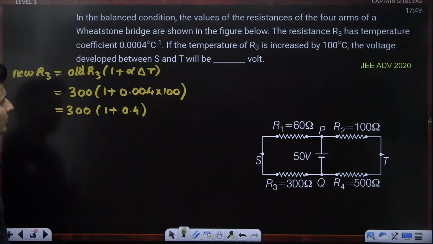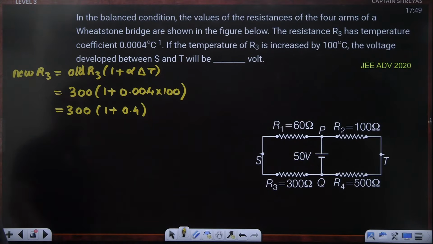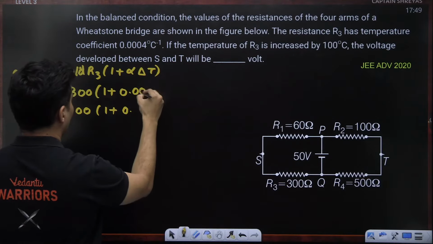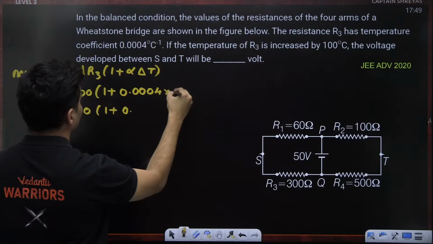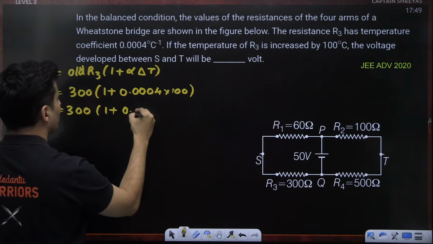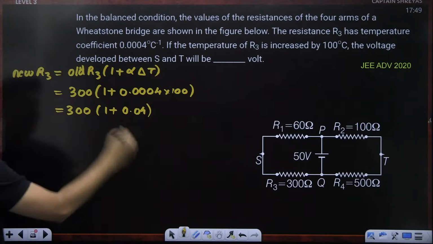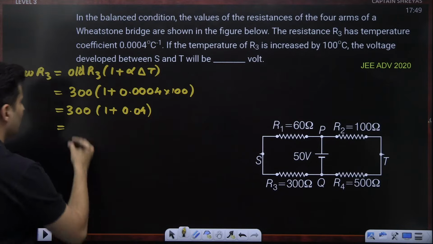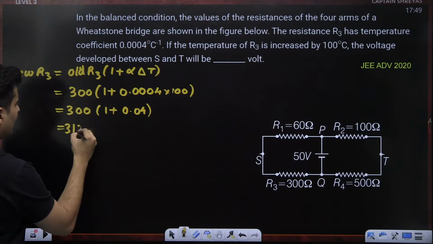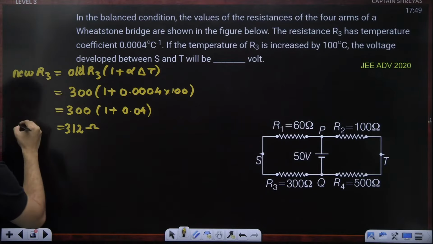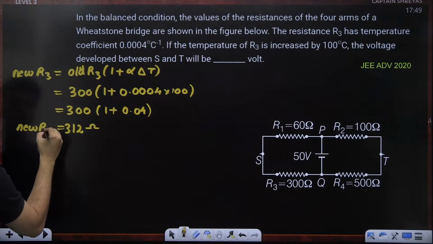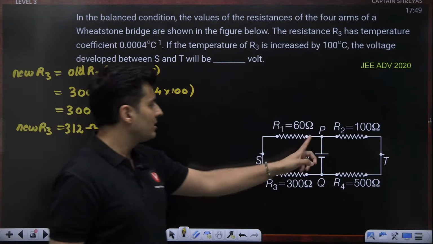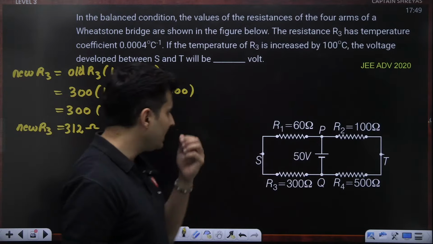Just check this out. Oh, sorry, there were 3 zeros over here, 1, 2, 3, and then into 100. So this will be 0.04. So 300 into 1.04 will be 312 ohms. Just check this out. So this is the new resistance of R3. The question is, what is the voltage difference between points S and T?